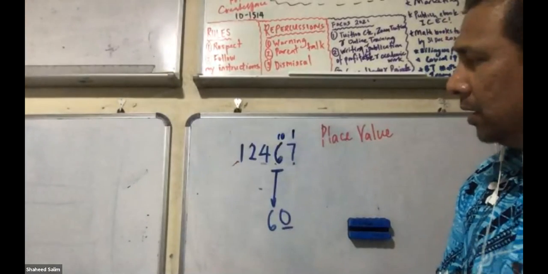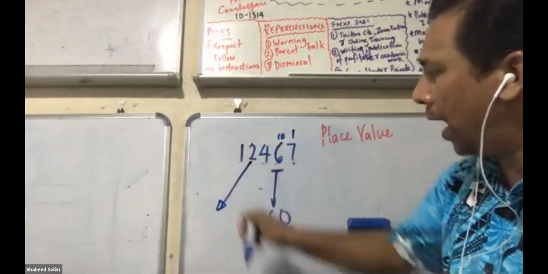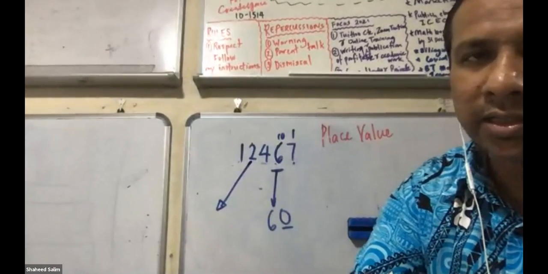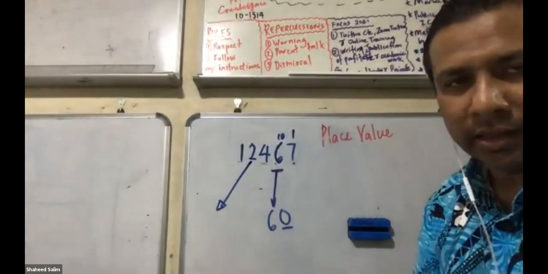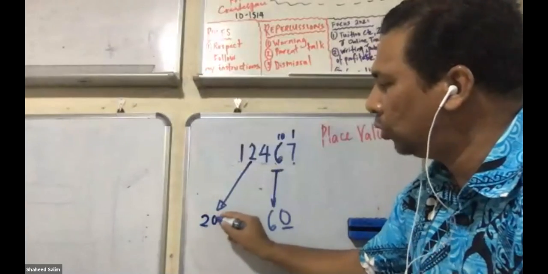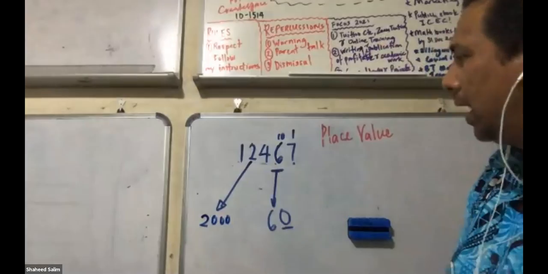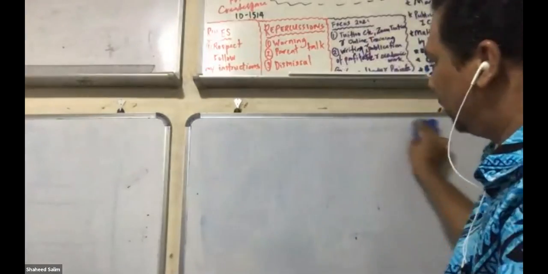So we will ask now, Miss Auni, what is the value of the digit 2? You unmute yourself and tell me the answer. 1,000, but there's a 2, so it becomes 2,000. Okay, that's the value.